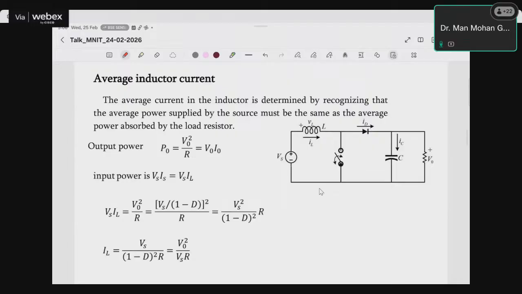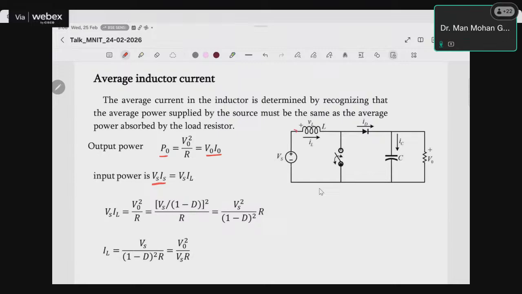So this is the output power. What is the output power? P node equal to V node into I node, right? So V node square upon R, that is the output power, V node into I node. And what is the input power? V input or Vs into Is.